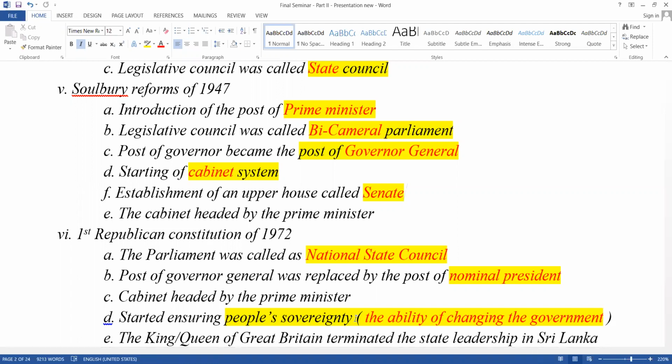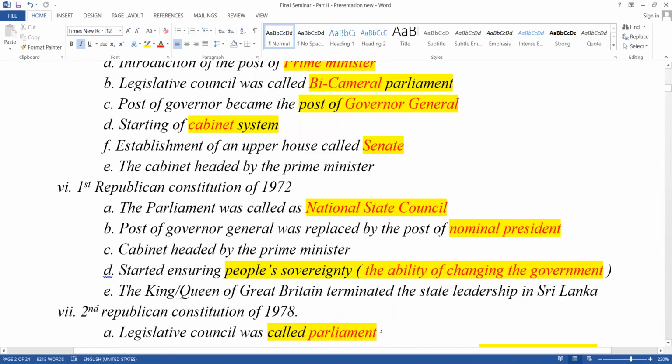Sovereignty: in one question they have asked, what is sovereignty? The ability of changing the government. That power was with the Queen or King of England until the first Republican constitution, up to Soulbury. But now the nominal president is there. So we have disconnected the Queen or King of England from being the head of Sri Lanka. Here the King or Queen of Great Britain terminated the state leadership in Sri Lanka. That was terminated. The Second Republican constitution is the present constitution that we have.